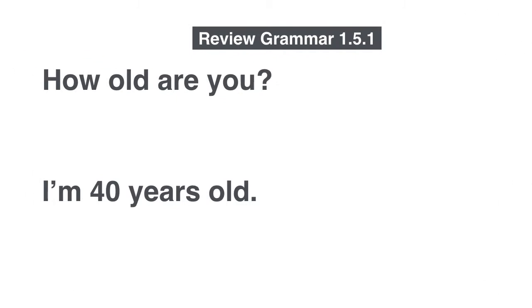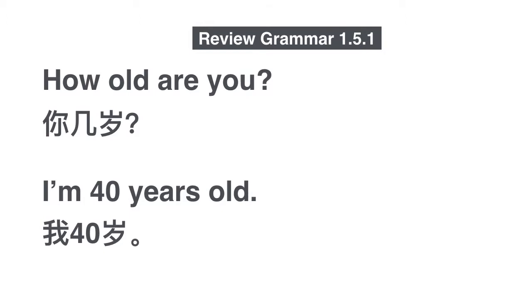In Grammar 1.5.1, we looked at how to use 几, how many, to ask for people's age. Like, how old are you? 你几岁? We also looked at how to give an answer. For example, I'm 40 years old. 我40岁. In this grammar video, we will look at a slightly different way of expressing people's age.